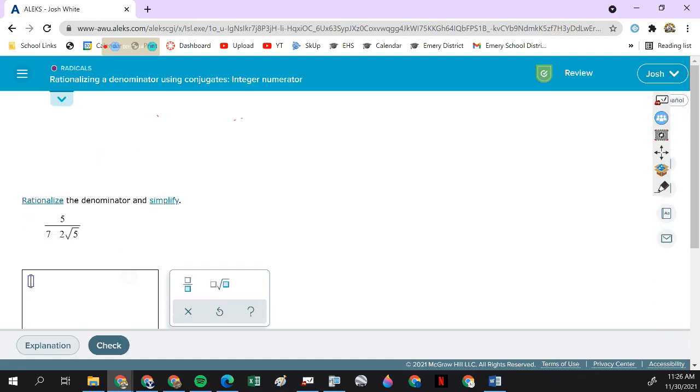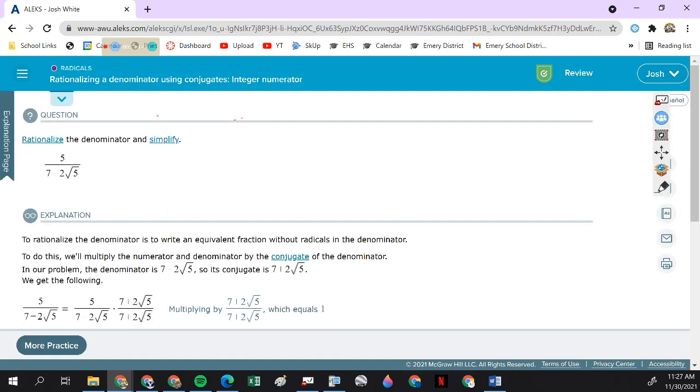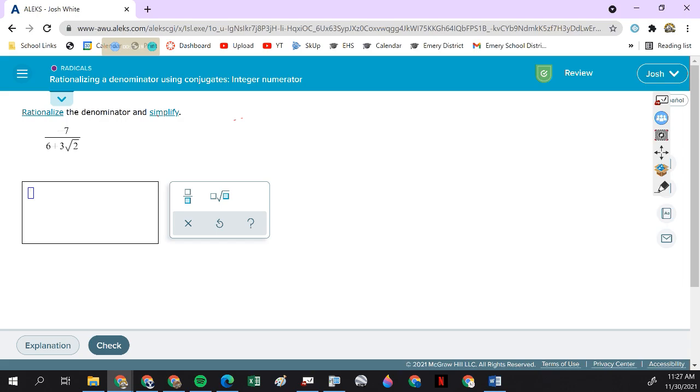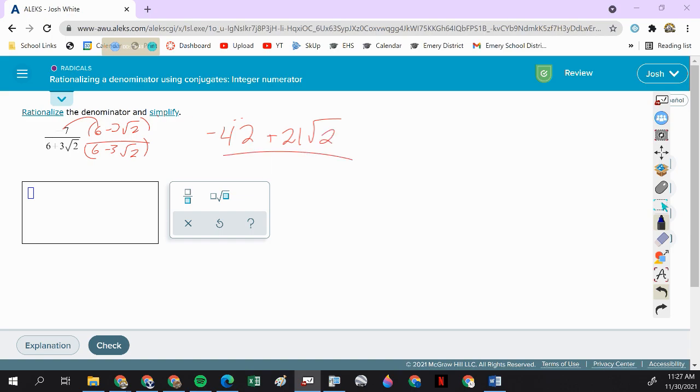Oh, that's not what I wanted. Okay. Multiply by 6 minus 3 root 2. 6 minus 3 root 2. On top, we get negative 42 plus 21 root 2. On the bottom, we get 36.